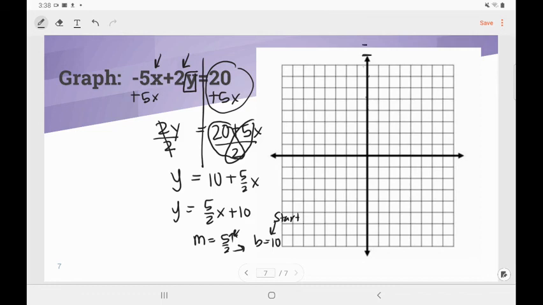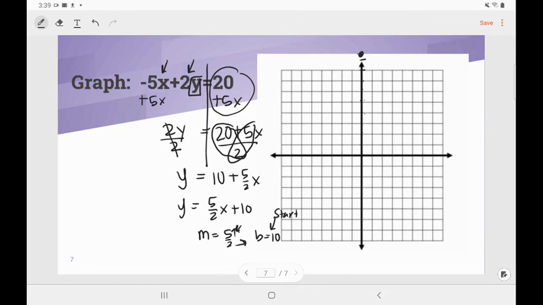Oop, I ran out of room. 9, 10. Plot my point up 5. Now I'm running out of room, so I'm going to have to make it skinny, but up 5, 1, 2, 3, 4, 5, and over 2. 1, 2 units. And there's my graph.